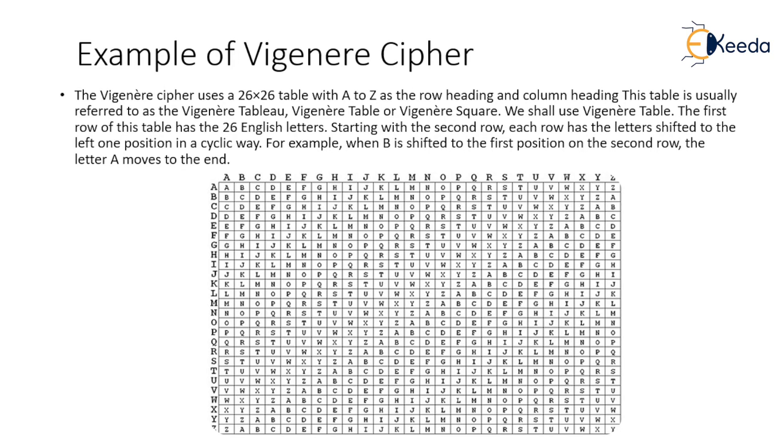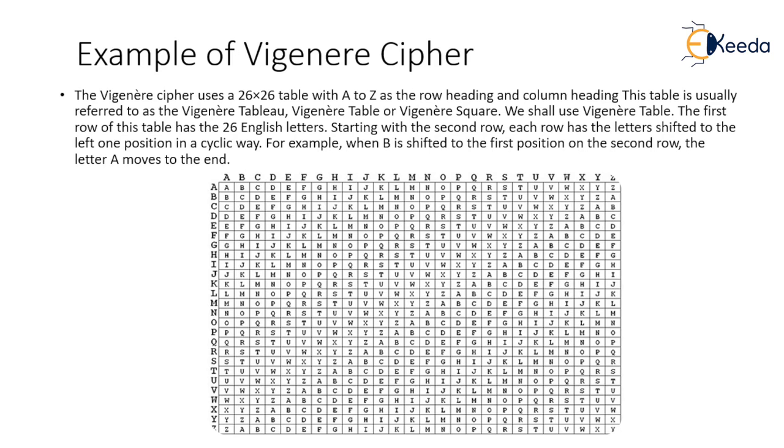Here you can see that the first row of this table has the 26 English alphabets which we use in our day-to-day life. Starting with the second row, each row has the letters shifted left by one position in a cyclic way. That means the first row starts with the letter A and ends with the letter Z.